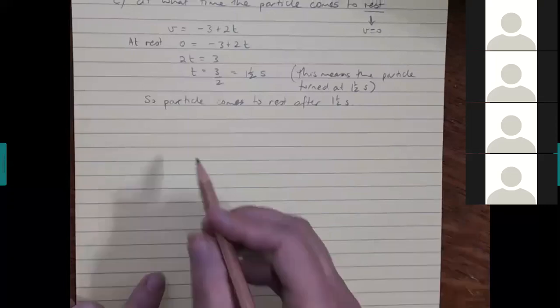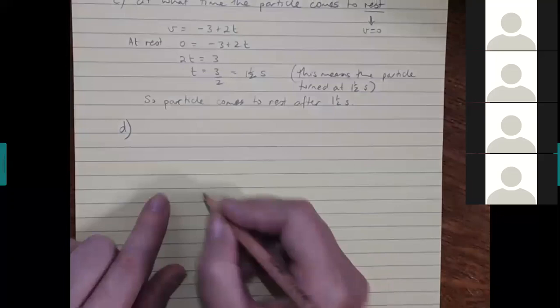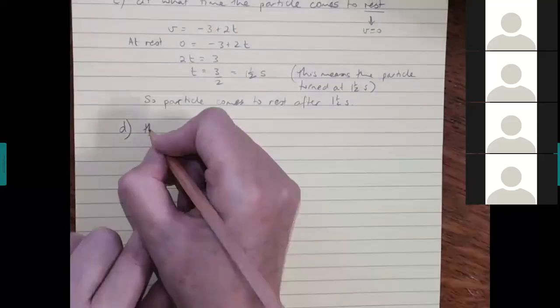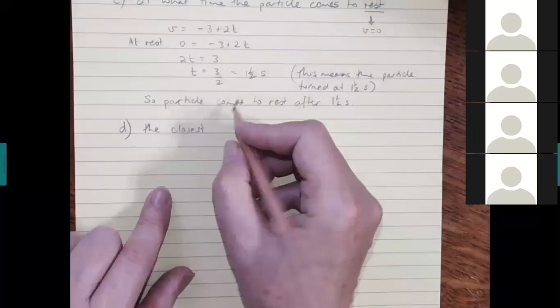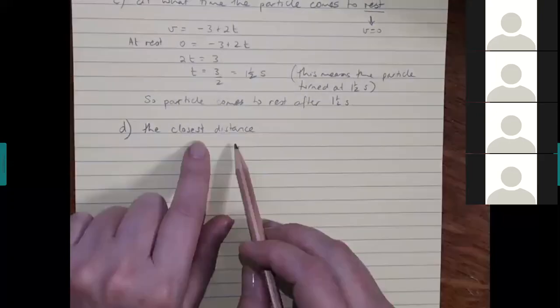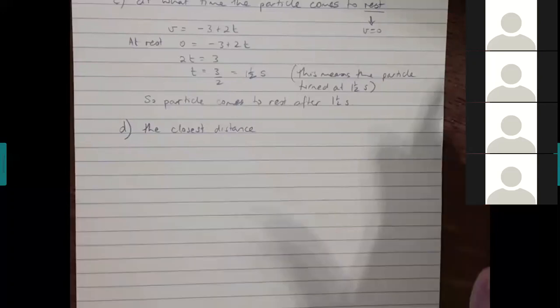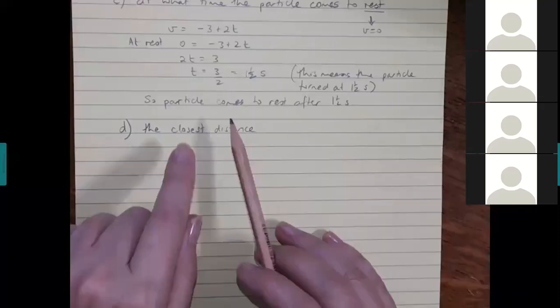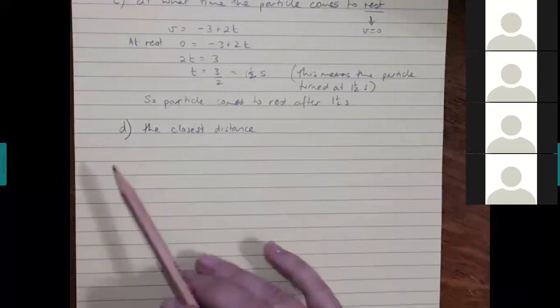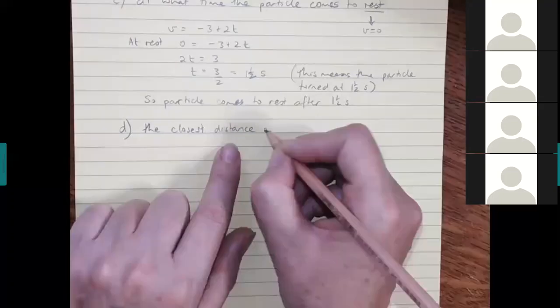Okay, so the last part, part D, says the closest distance. Now, the fact that they've used distance here is good, because remember when we were talking previously about greatest displacement, the problem there was the positive and negative. Because it's closest distance, it doesn't matter whether it's left or right. It's just the one that gets the particle closest to the origin.